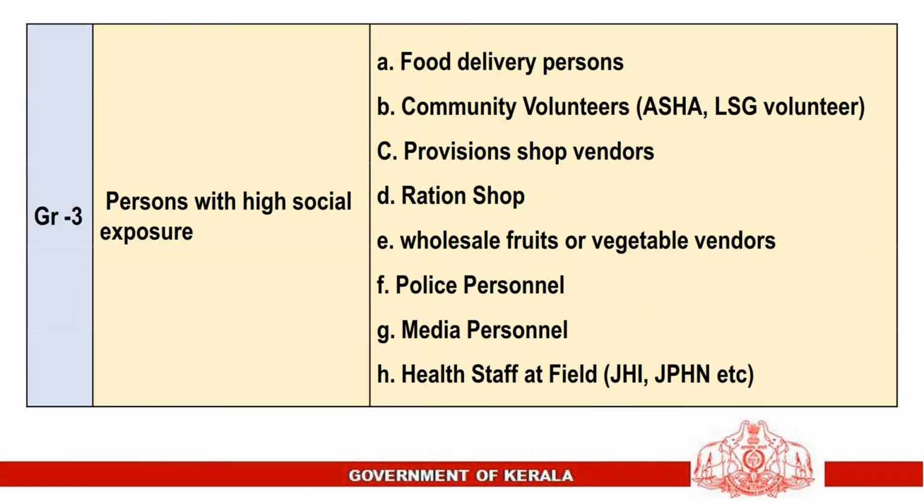Persons with high social exposure are included in Group 3, such as food delivery persons, community volunteers, provisions shop vendors, ration shop, wholesale fruits or vegetable vendors, police personnel, media personnel and health staff at field such as JHI, JPHN etc.